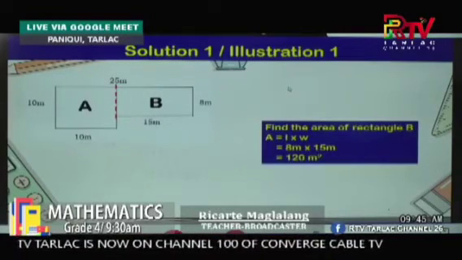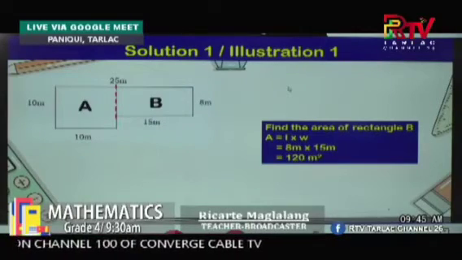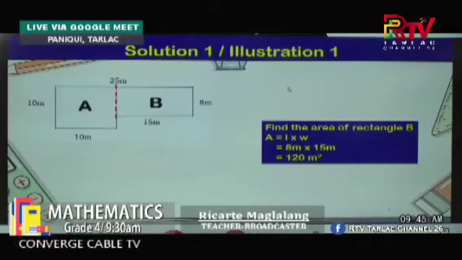Step 2, find the area of rectangle B, where A is equal to length times width. Length is equal to 8 meters, while width is equal to 15 meters. So 8 times 15 equals 120 square meters.